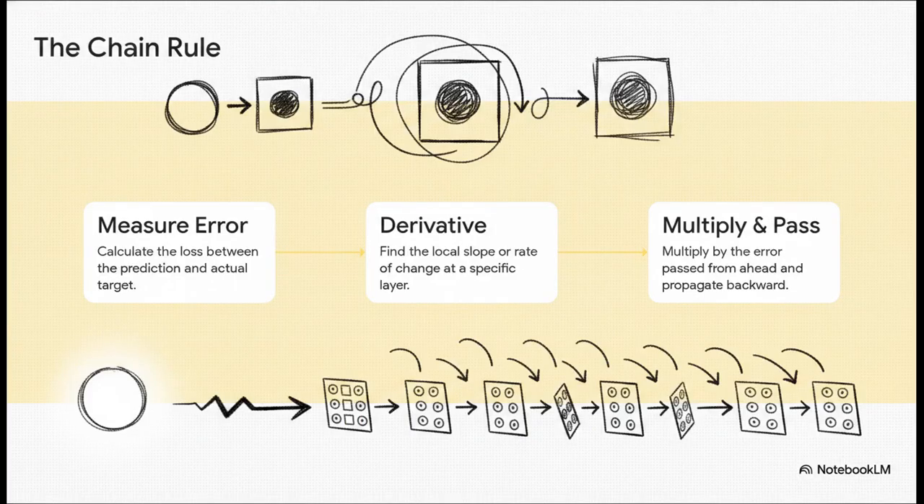And the calculus that makes backpropagation possible is the chain rule. Since a neural network is essentially just a massive, nested composite function, finding the gradient, or the learning signal, for an early layer requires unpacking that function step by step. It goes like this. You measure the error at the end, find the local derivative, which is really just the slope or the rate of change at a specific layer, and then you multiply it by the error passed from the layer ahead of it. Then you pass that new value backward. It's a continuous, unbroken chain of cascading matrix vector multiplication.